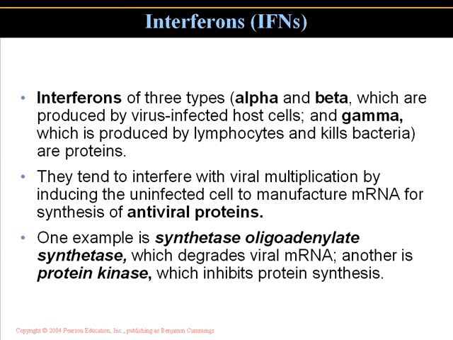Now, they tend to interfere with viral multiplication by inducing the uninfected cell to manufacture messenger RNA for the synthesis of antiviral proteins. One example is oligoadenylate synthetase. This degrades viral messenger RNA, and another is protein kinase, which inhibits protein synthesis. So commit that to memory as well. You need to know the three types of interferon: alpha and beta produced by virus-infected host cells, and then gamma, which is produced by lymphocytes and kills bacteria.